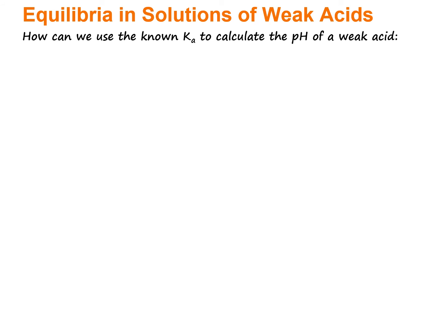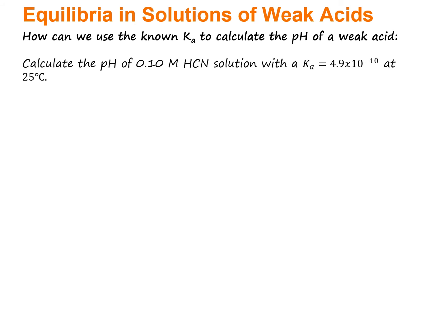All right, so how can we use the known Ka value, this is probably a more common problem, to calculate the pH of a weak acid? So let's take a problem where we have a 0.1 molar solution of HCN, and it has a Ka of 4.9 times 10 to the minus 10. It's at a temperature of 25 degrees Celsius, and we are to calculate what the pH is of this solution.